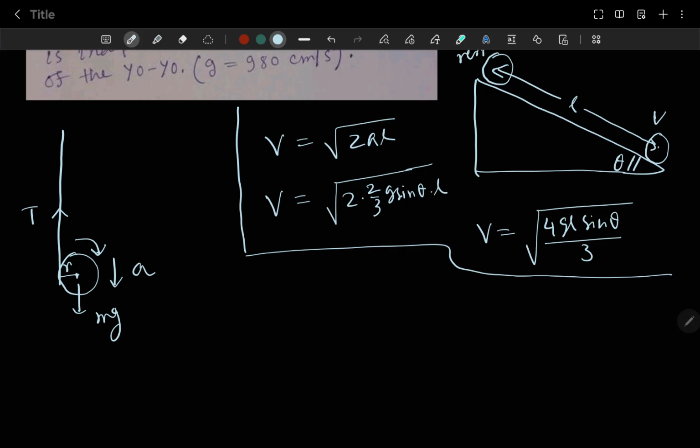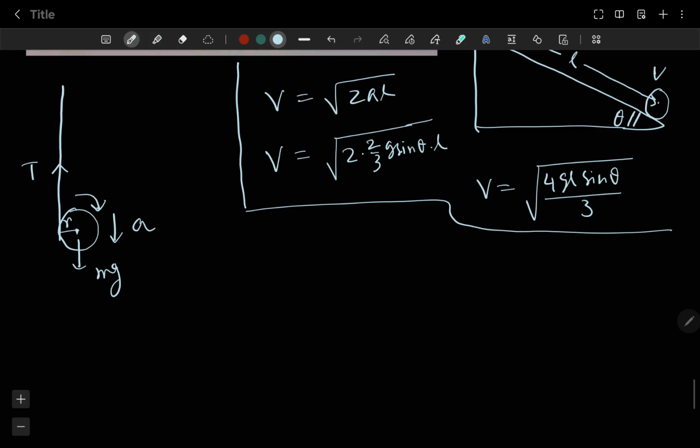Okay, so we have to do it the way we do rolling-like motion. We have to consider the translation of center of mass as well as the rotation about center of mass. So the net force on this cylinder, mg minus T, will be ma. This one is for translation, the equation of motion.